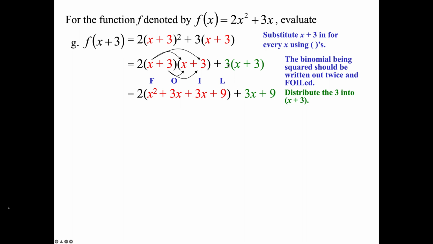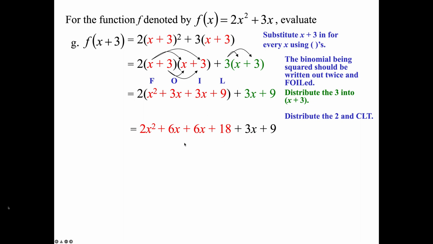This 3 here gets distributed to the x plus 3. So 3x, and the 3 times 3 is 9. Now, at this point, it's optional. You can combine these two terms first, then distribute the 2, or you can distribute the 2 and then combine all like terms. I opted to just double all these numbers. So 2x squared plus 6x plus 6x plus 18.